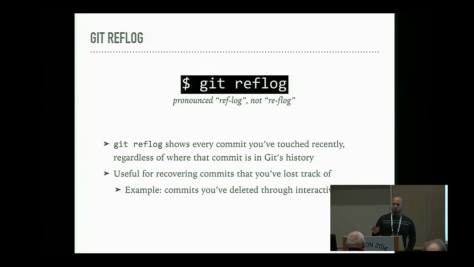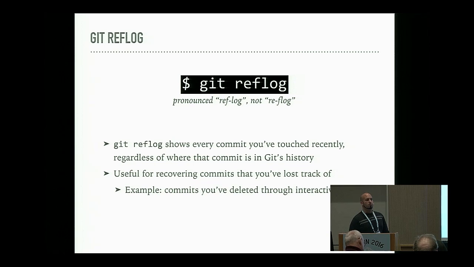I also want to bring up the reflog, because if you're doing rebase, you're going to love the reflog. The reflog shows you every commit that you've touched recently, regardless of where that commit is in Git's history. So for example, when we were using reset --hard to pop a commit off of a branch, that commit is no longer on the branch, but it is still present in the reflog. So you can run git reflog and you can see all the operations that you've done recently. Do I have an example of this? No, I don't. Should have put an example. Oh, well.